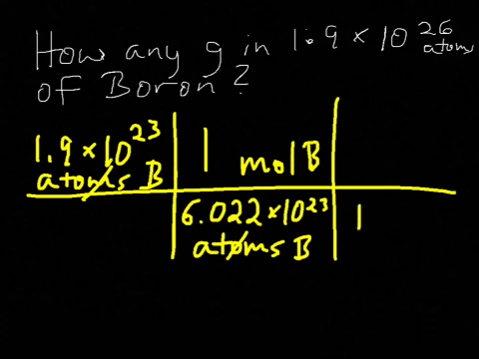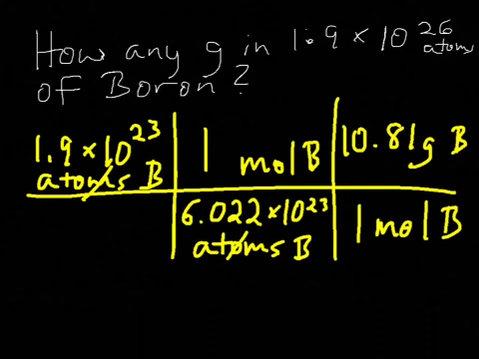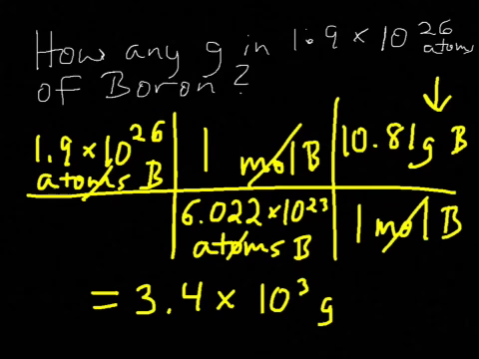The final step is to state how many grams of boron there are in each mole. The atomic mass of boron from the periodic table is 10.81 grams. Now that moles and moles cancel out, our final answer will be stated in grams. We just need to plug this into the calculator. And the resulting answer is 3.4 times 10 to the 3 grams.